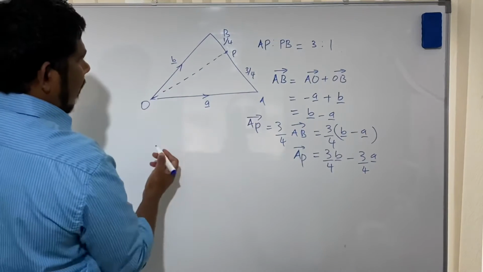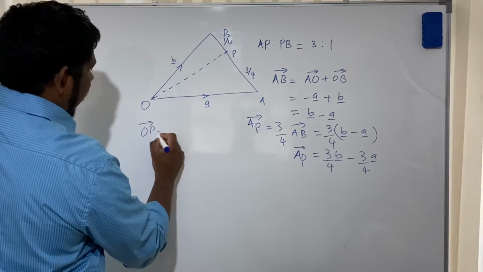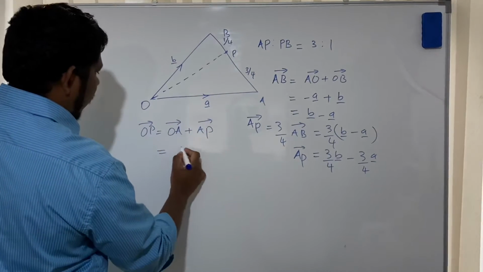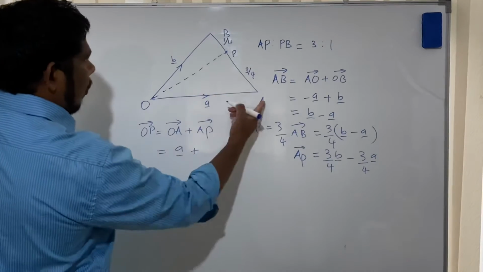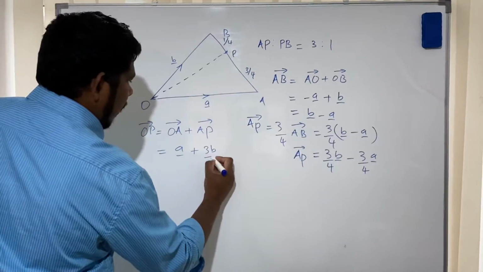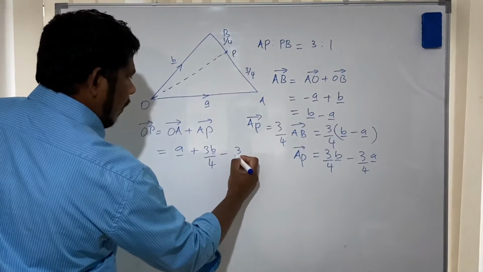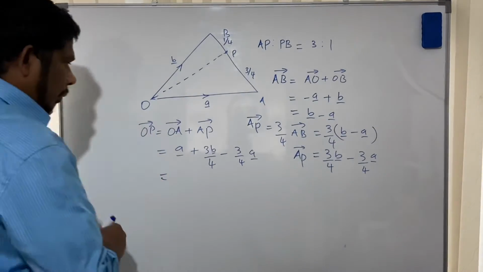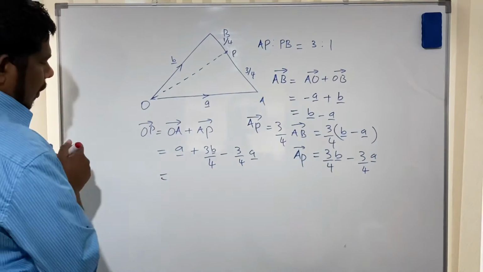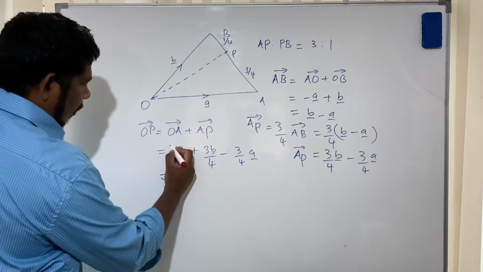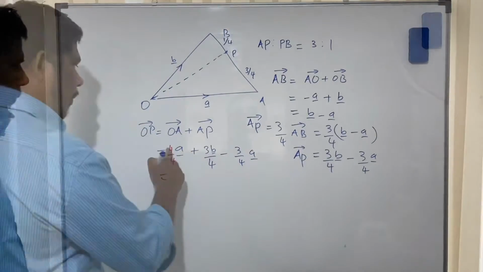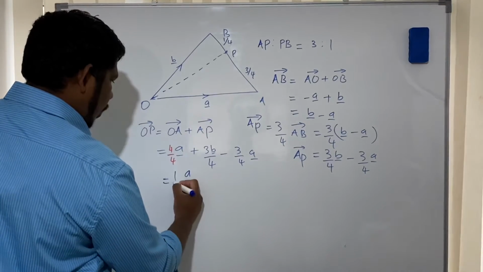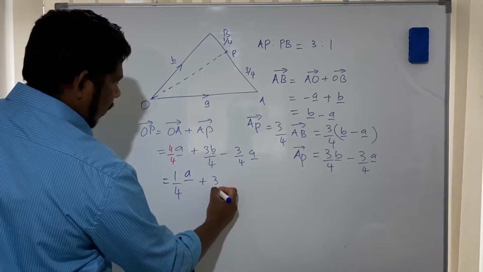So now we can find vector OP. That's vector OA first, then AP. OA is vector a plus AP. For the single vector a we can put 4/4. Now 4 minus 3 is 1, so OP is 1/4 vector a plus 3/4 vector b.